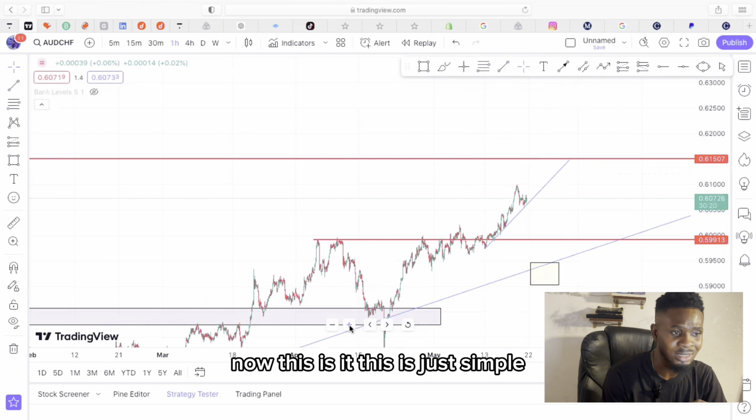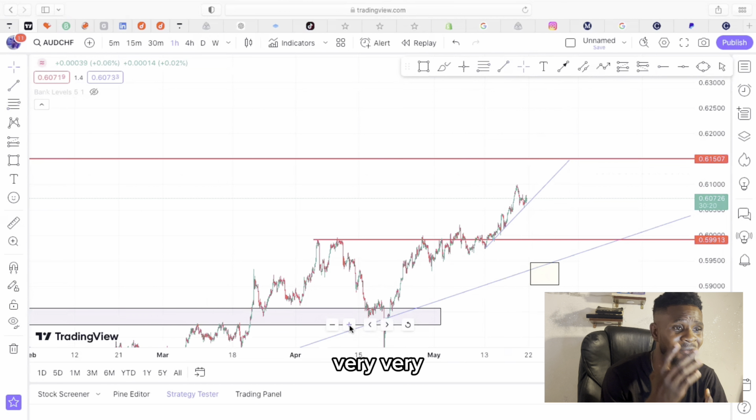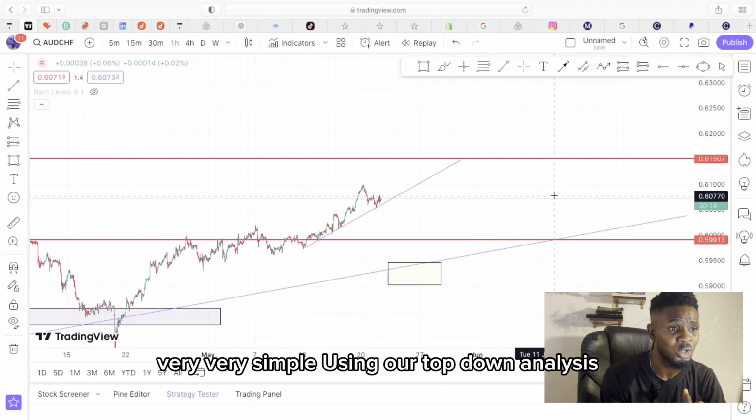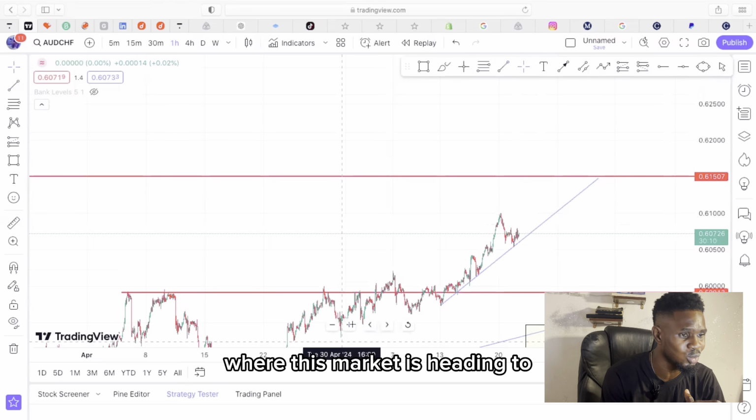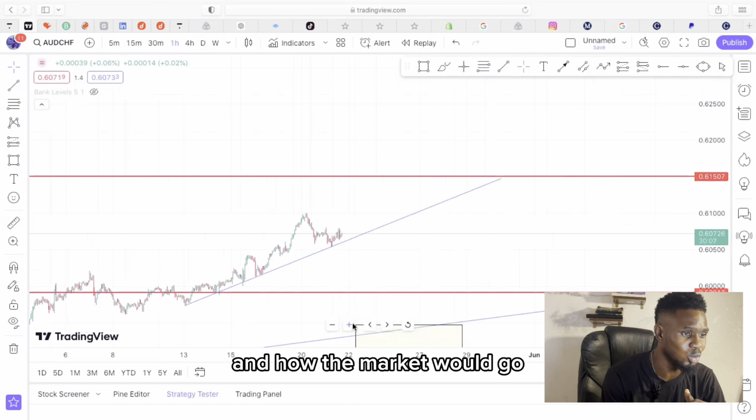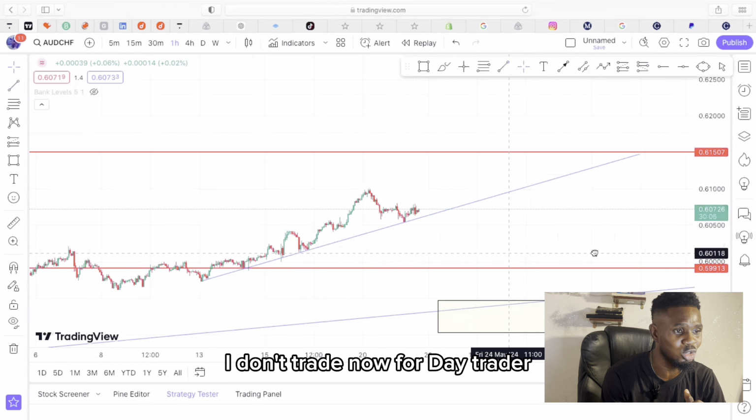Now this is it. This is just simple. It's very, very simple. Using our top-down analysis, we've been able to understand where this market is heading and how the market would go. This is a pair I don't trade.